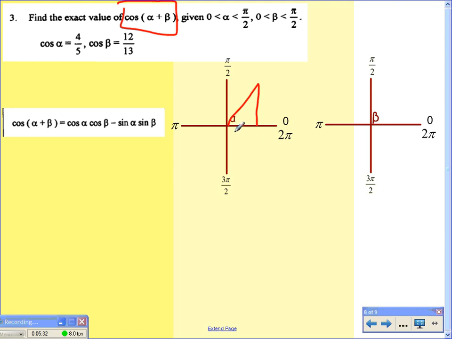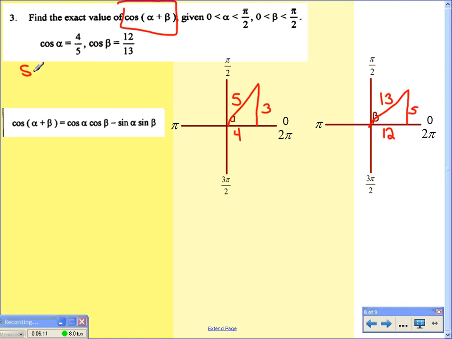Cosine is 4/5, so that's the adjacent leg, 4, and the hypotenuse 5. And we know that cosine of beta is 12/13, so we're going to draw beta. Cosine is 12/13. Now, notice from our formula that we not only need cosine, but we also need sine of alpha and sine of beta. So let's go back and let's find the missing side. So we know that that's a 3, 4, 5 from our Pythagorean triples. And we know that this is a 5, 12, 13 from our Pythagorean triples as well.